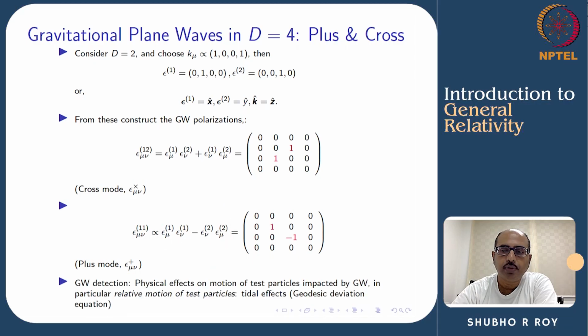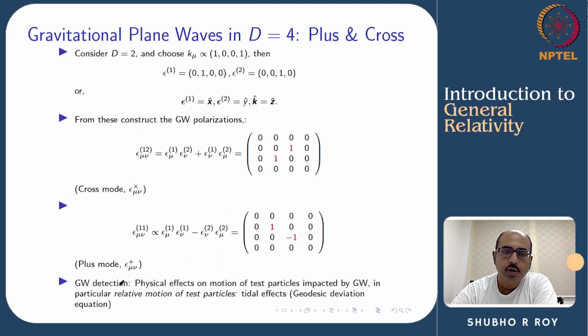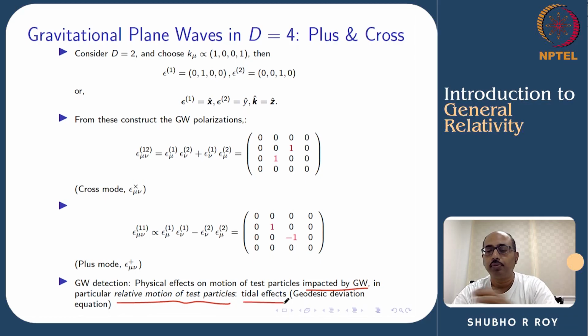So, of course, these are matrices, and it's important to get some intuition about what these represent physically, which leads to the detection of gravitational waves. So we are interested in finding out more about physical effects on motion of test particles, which are impacted by gravitational waves. So if the gravitational wave is impinging on test particles, what kind of physical effects on the motion will be produced? In particular, we will be focusing on the relative motion of test particles, okay? That is to say tidal effects, because we know gravitation manifests itself in terms of tidal effects.